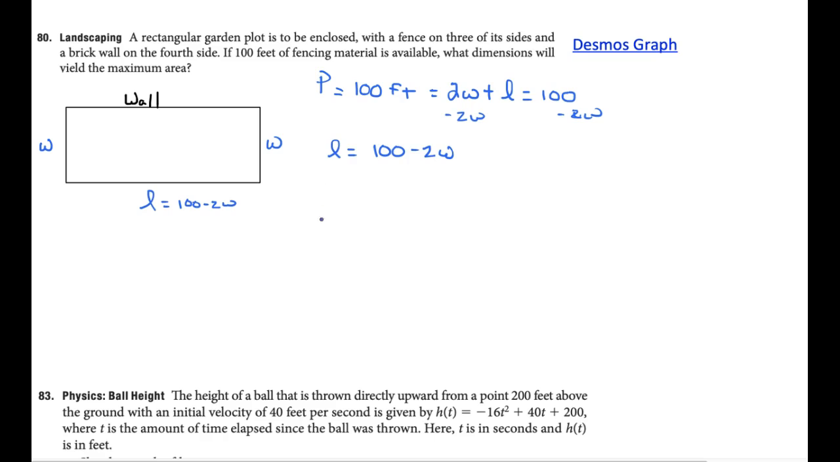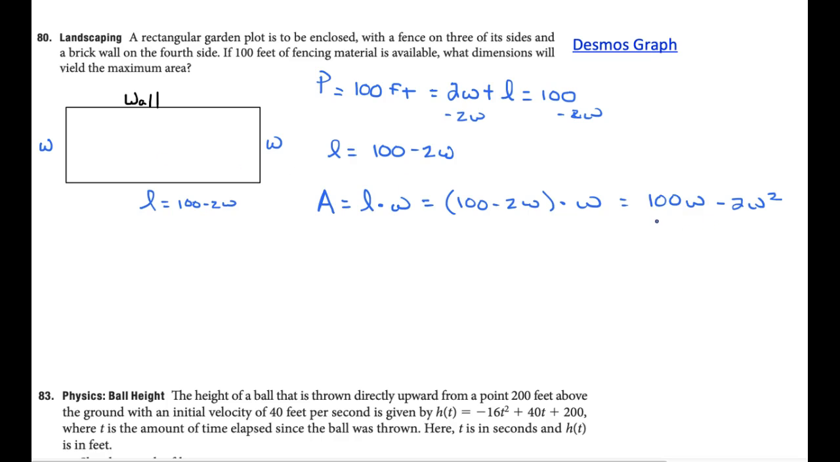So now the area is always the same formula. You've known that since elementary school, length times width. And so now we know that length is 100 minus 2W, so that means we can just replace the L with 100 minus 2W. And then the W is still there. And we end up with, we're going to distribute that W, 100W minus 2W squared. So this might not look really familiar to you, but it is a quadratic equation.